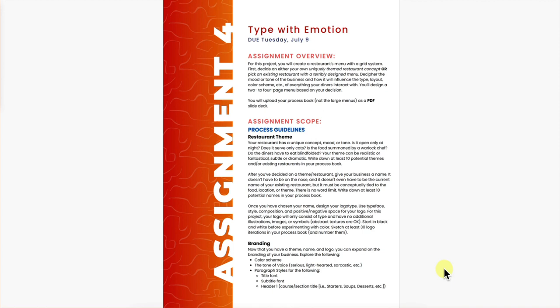I'll go over the overview and then we'll get into your presentations. So for this project, you were to create a restaurant's menu with a grid system. First, decide on either your own unique theme for the restaurant or if you wanted to pick an existing restaurant with a terribly designed menu. And then you were to upload your process book as a PDF slideshow.